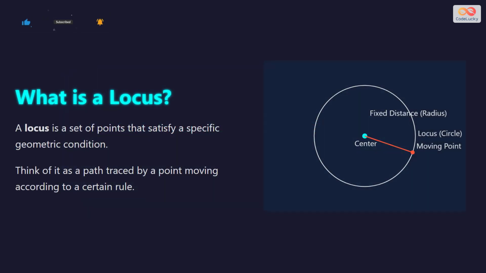First, let's define what a locus is. A locus is simply a set of points that all satisfy a specific geometric condition. You can think of it as a path that is traced by a point as it moves according to a particular rule. For example, a circle is the locus of points that are all a fixed distance from a central point.